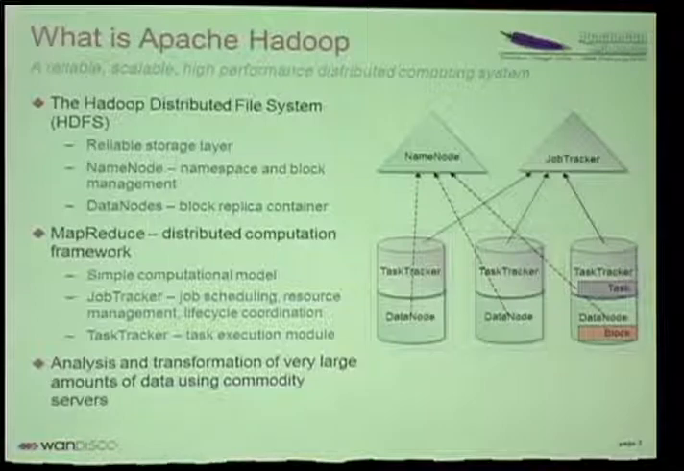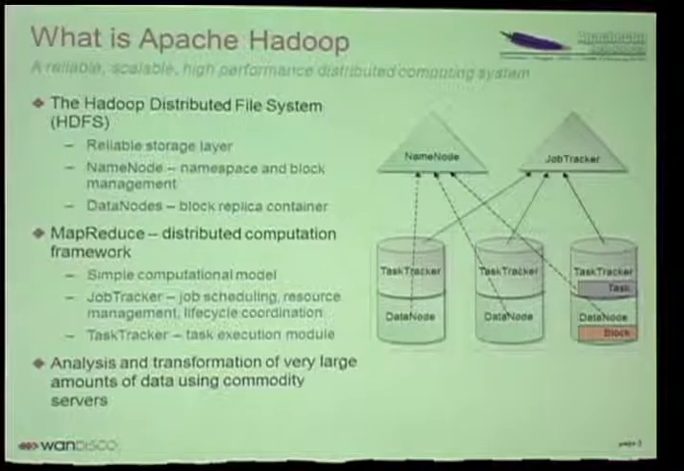It's a reliable distributed storage layer. Name node is the metadata server, which stores all the namespace information and provides block management for the file system. And the data is replicated on data nodes. Different data nodes have multiple replicas of blocks.